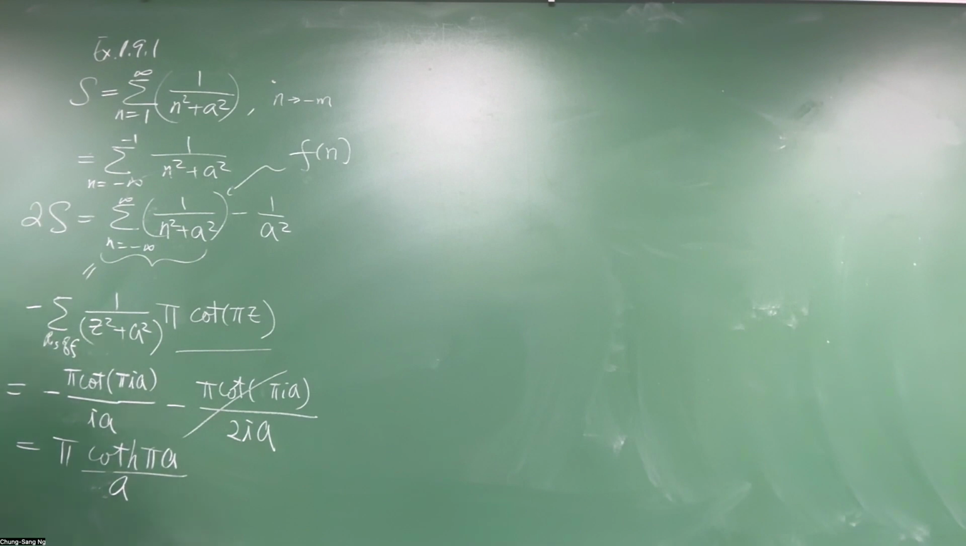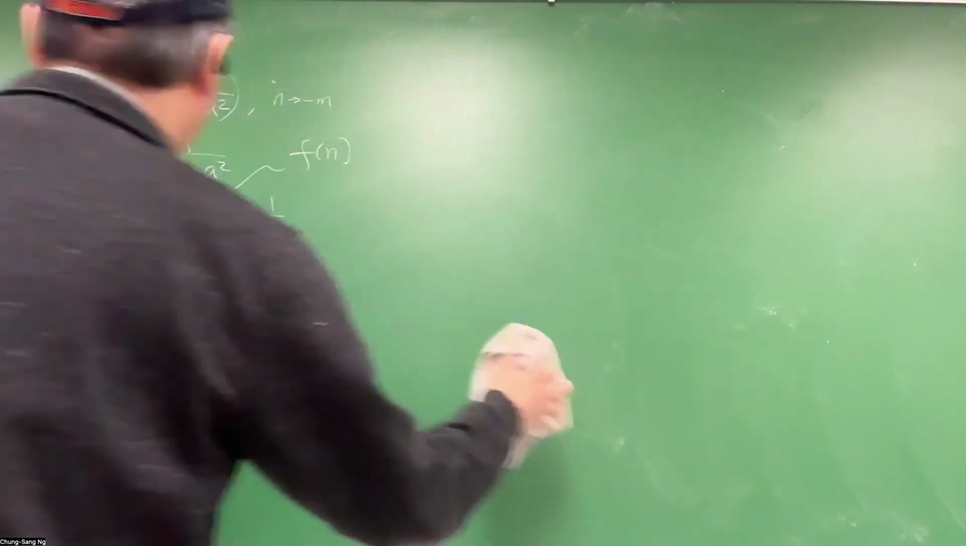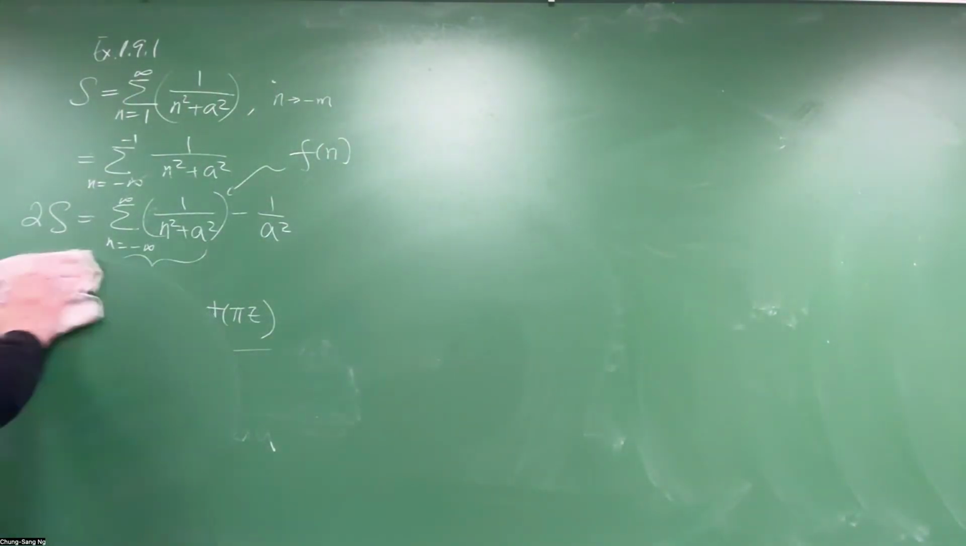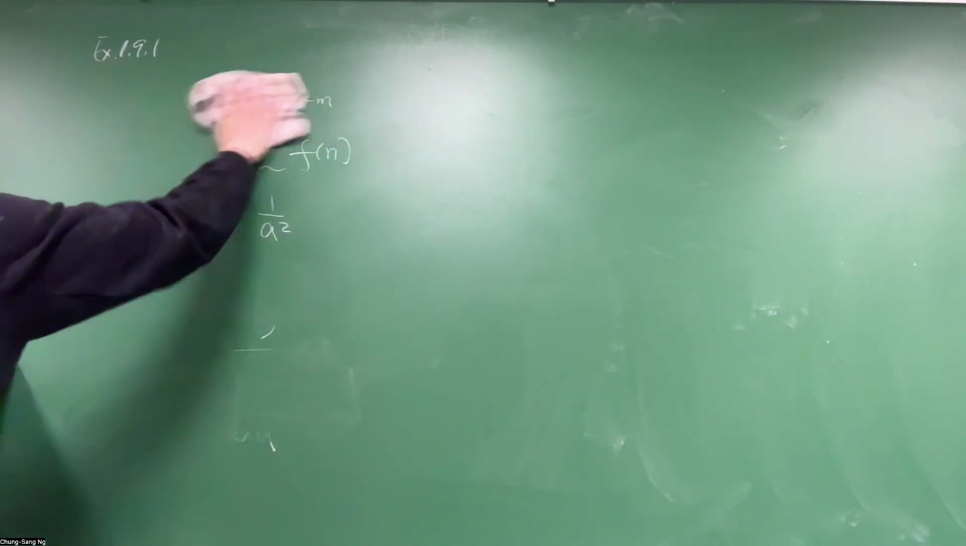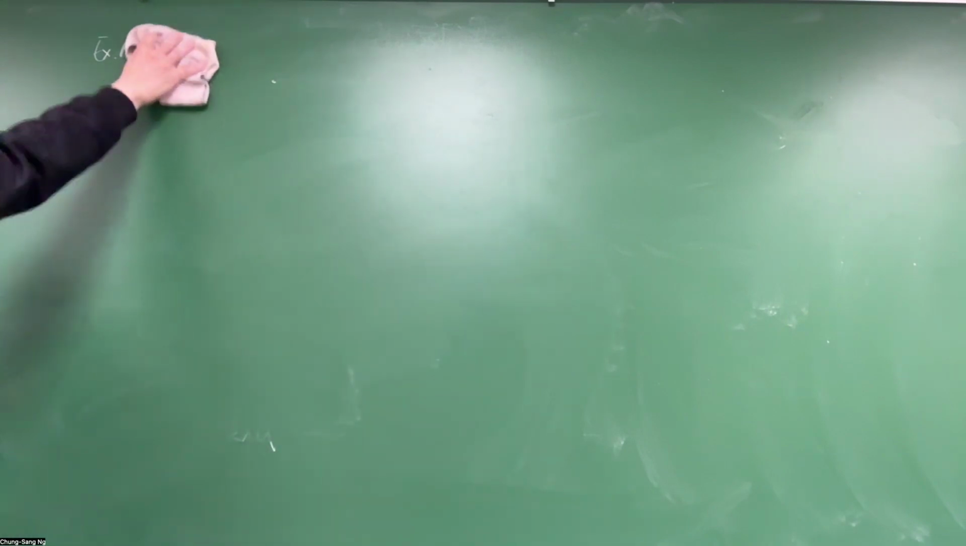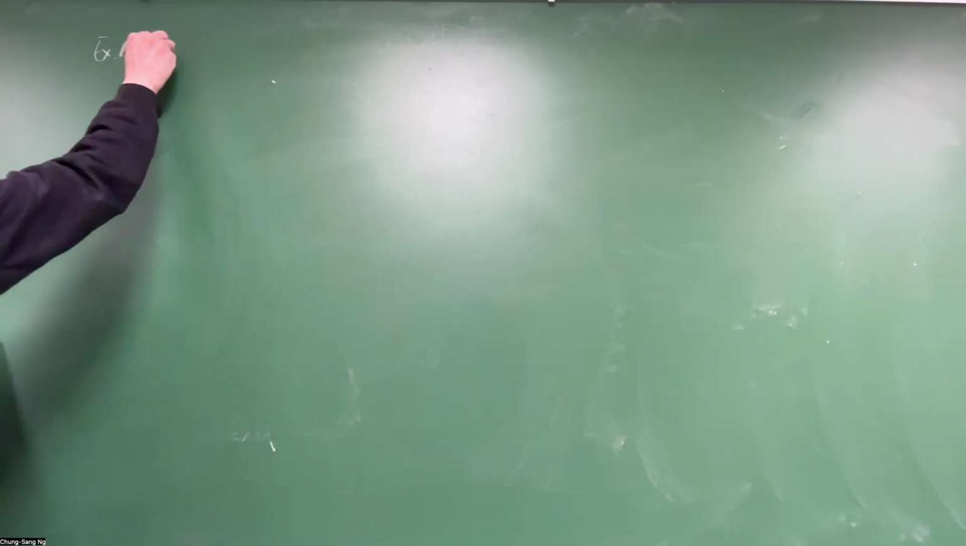Okay, let's finish the other example. There's another subtlety: the poles of F have the same location as the poles of the cotangent, or whatever the function is. So we need to deal with that one. This is 11.9.2.